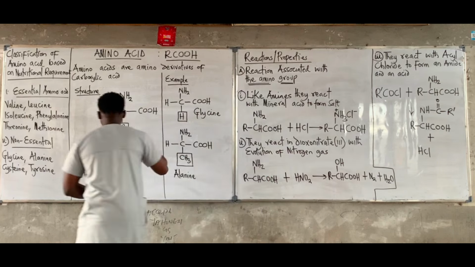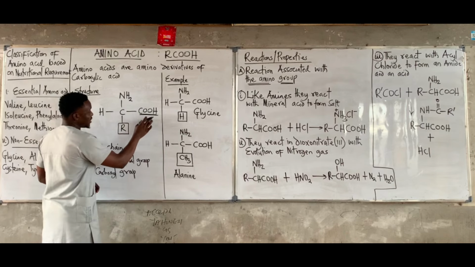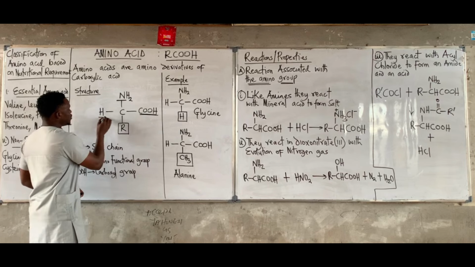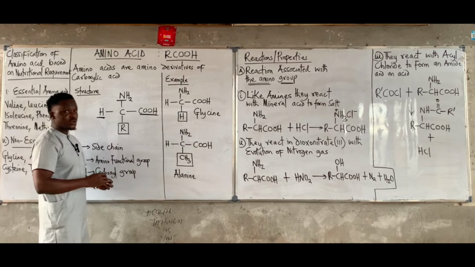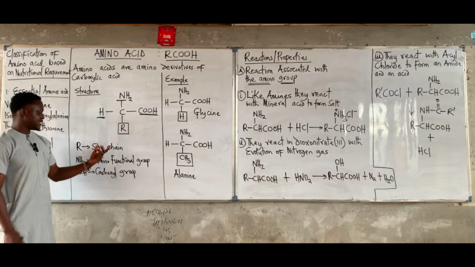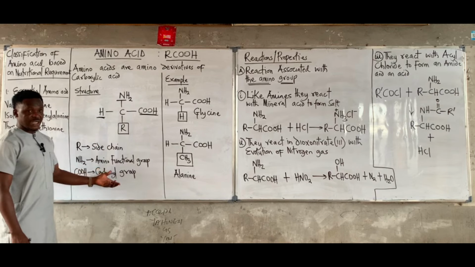Now this is the structure of an amino acid. An amino acid has four components. Now the amino group, which is this. Sorry, the carboxylic group, which is this. The amino group. Now the hydrogen, and of course this R is known as the side chain. Okay, so just like I said, the R here is a side chain, and the NH3 is the amino group. COOH is the carboxyl group.